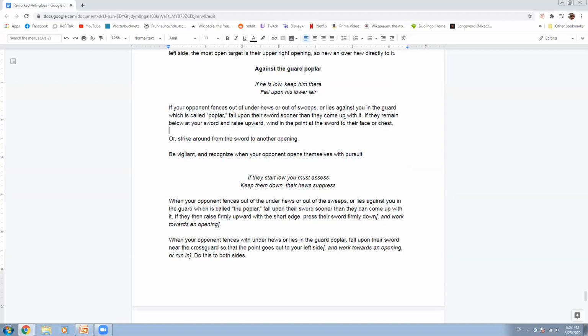So this is a pretty common occurrence in the gloss. When you fence from a low guard, the opponent's expected to come down and bind on top of your sword, and then you work from there.